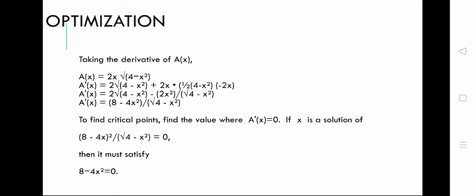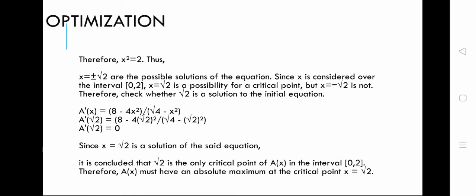So actually, this is the part where we apply it to 0. If x is a solution of the quantity 8 minus 4x squared, sorry, the grouping was wrong. The squared is applied only to the x, so 8 minus 4x squared all over the square root of 4 minus x squared is equal to 0. It must satisfy the equation 8 minus 4x squared is equal to 0.